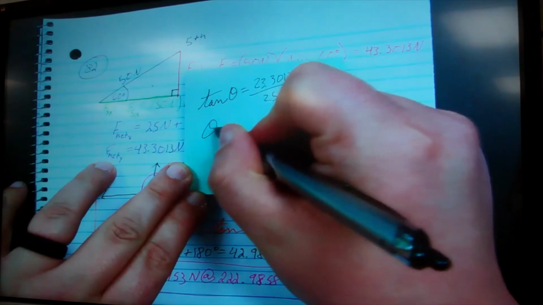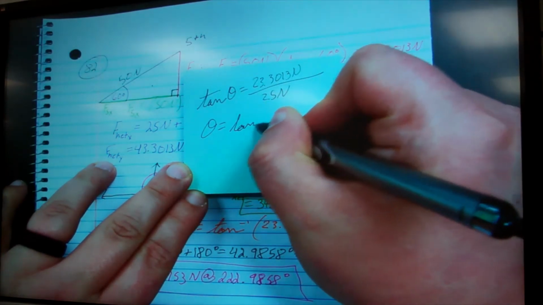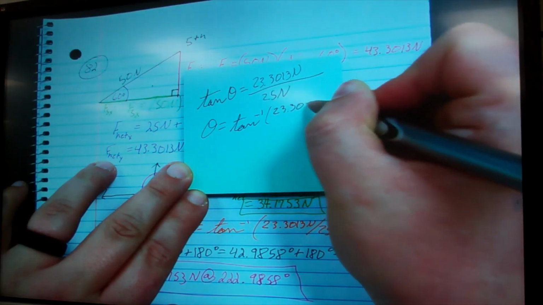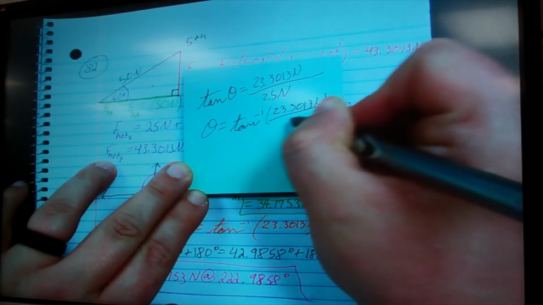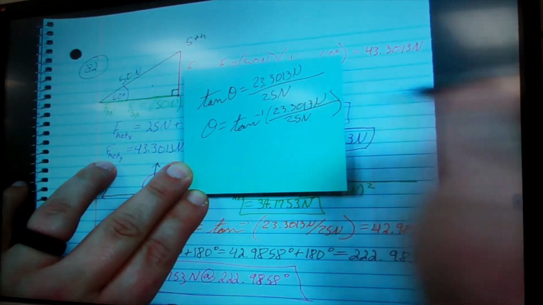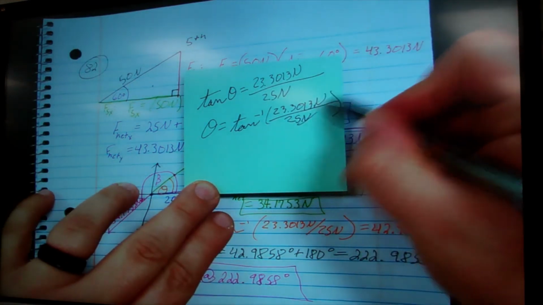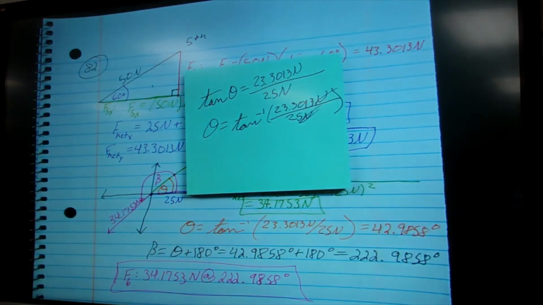So you'll get theta is equal to the inverse function of 23.3013 newtons divided by 25 newtons. And the newtons cancel, which is why you're left with the angle in degrees. Questions?